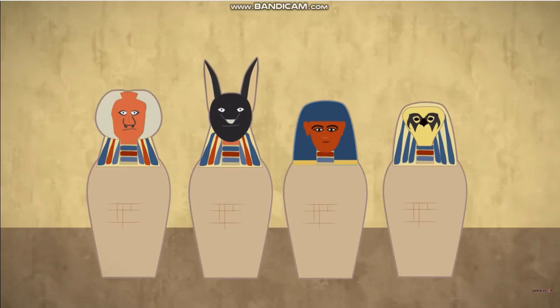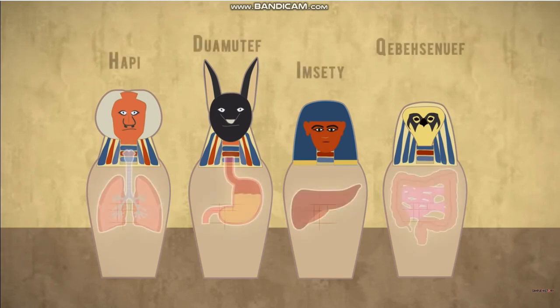The liver, lungs, intestines, and stomach were kept and placed in 4 canopic jars, one for each organ. These jars each featured a lid sculpted as one of the sons of Horus: Hapi, who protected the lungs, Duamutef, the stomach, Imseti, the liver, and Kebeseneth, the intestines.